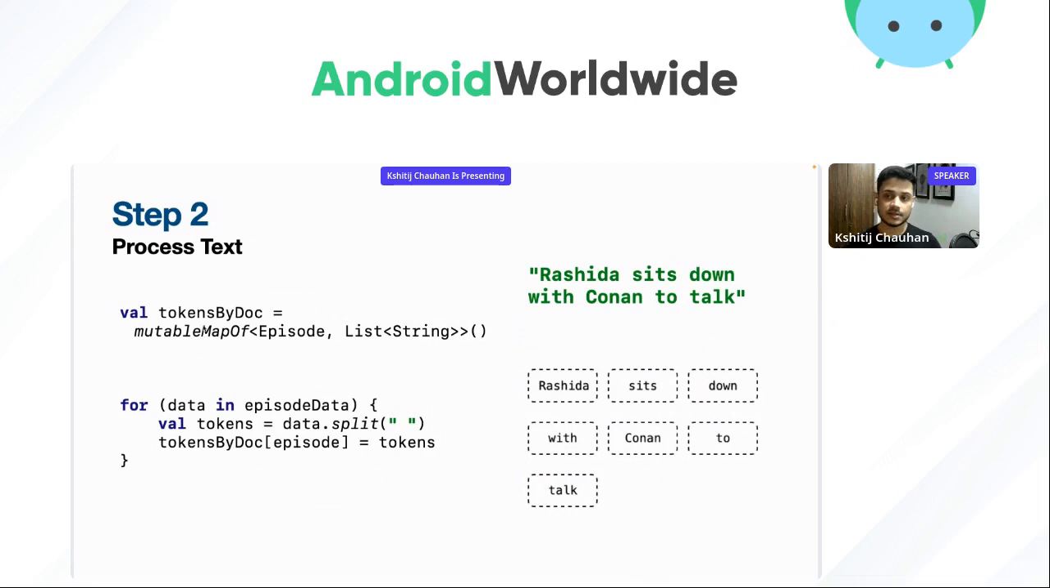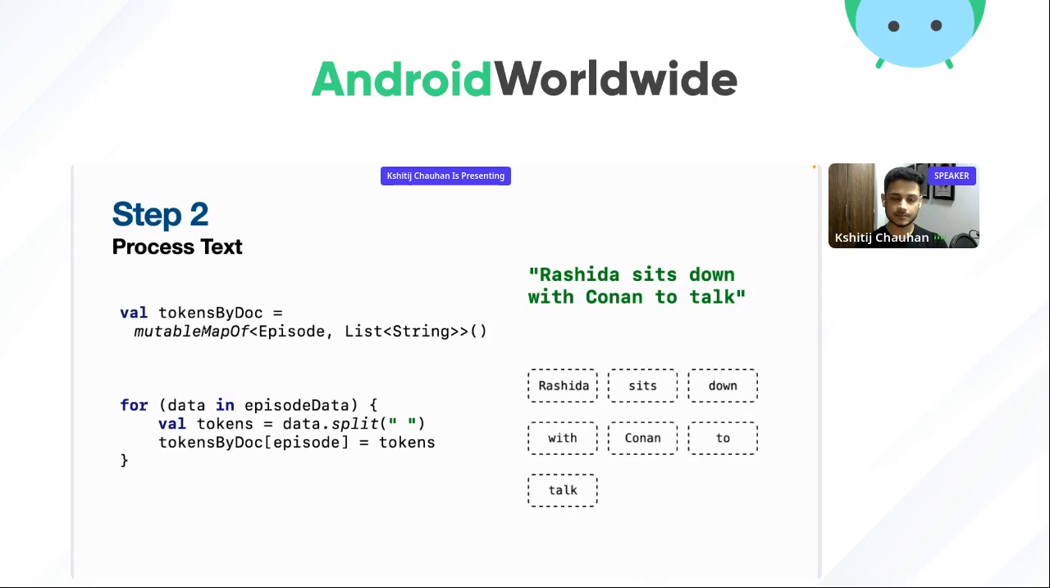We're going to look at a simple example in this case. We're going to work with a sentence: Rashida sits down to talk with Conan. What we're going to do is build another map, and this map is going to map an episode to the list of tokens it contains. We'll loop over all the episode data that we had collected in the previous step. We'll split the text we extracted from every document on a white space, and then we're going to put that list of tokens back into the map. Now, this is a pretty naive implementation. This process is technically known as tokenization.